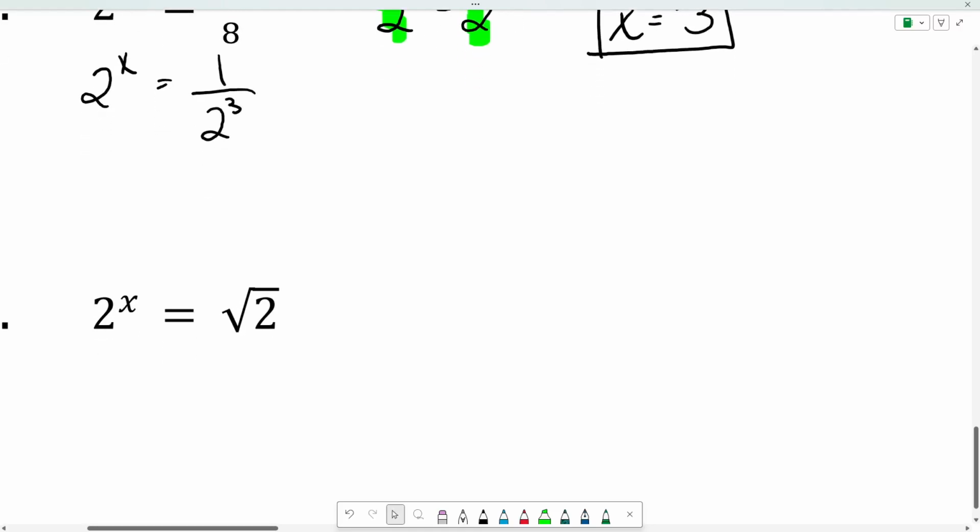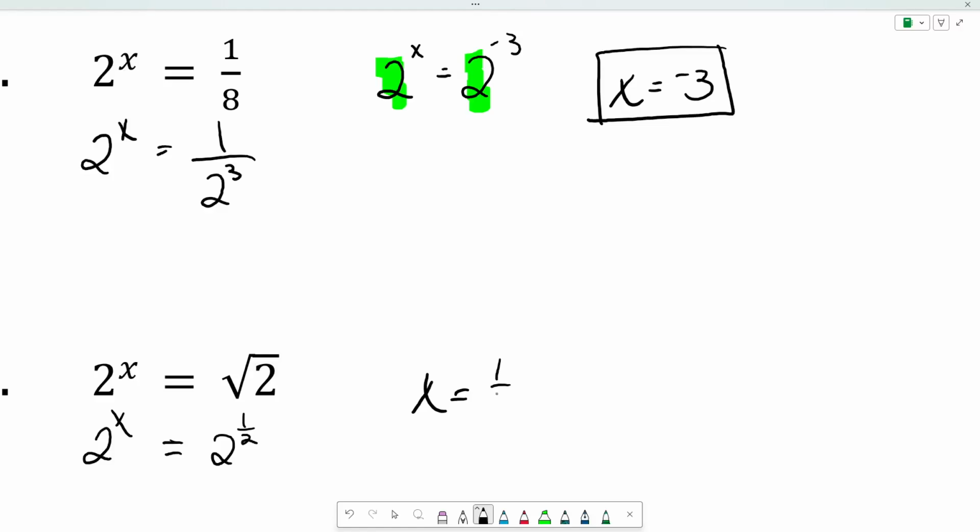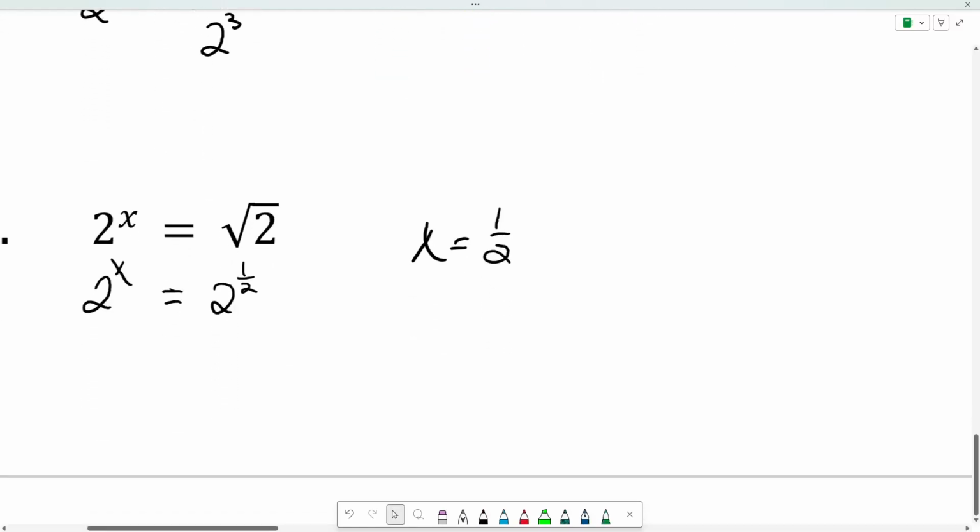Again, we have to remember what to do with radicals. In this case, this radical here becomes 2 to the power of x. And this one, a radical, remember, is to the 1/2 power. So the bases are the same. My x is equal to 1/2.